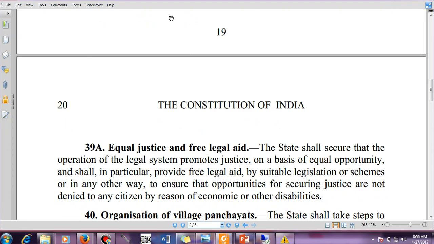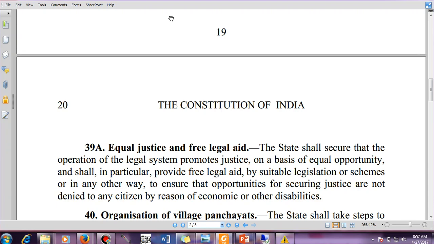So then Article 39A, Clause 8, equal justice and free legal aid. So we have to give equal justice to every citizen of India and free legal aid. If anybody is not competent enough, and that means he or she does not have money, then we have to support them to give him or her justice.